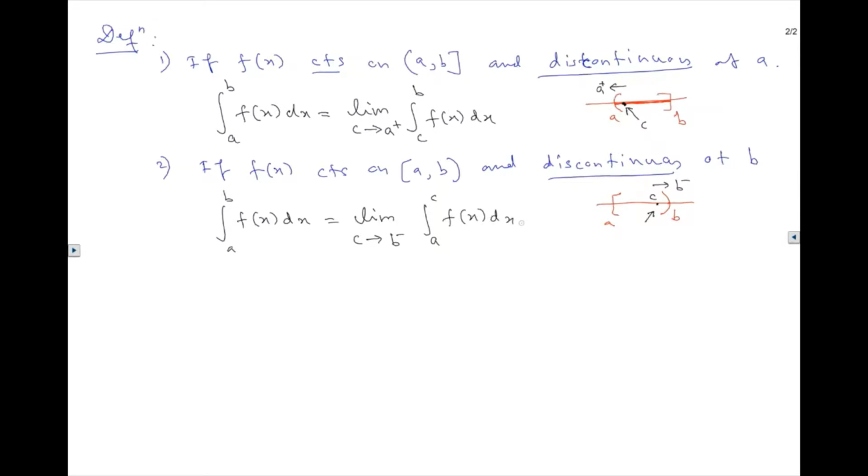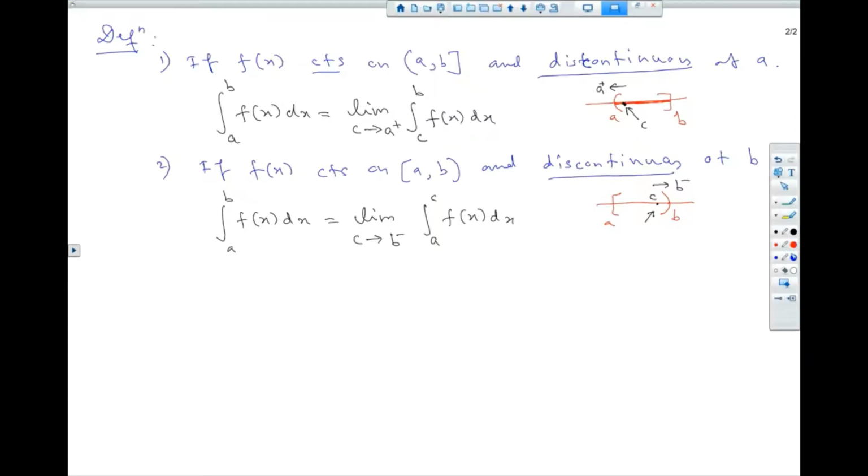So that's the second case. You can see that in the first one you have a discontinuity at a, in the second one you have a discontinuity at b. Now the third case, there's a discontinuity somewhere inside the integral.